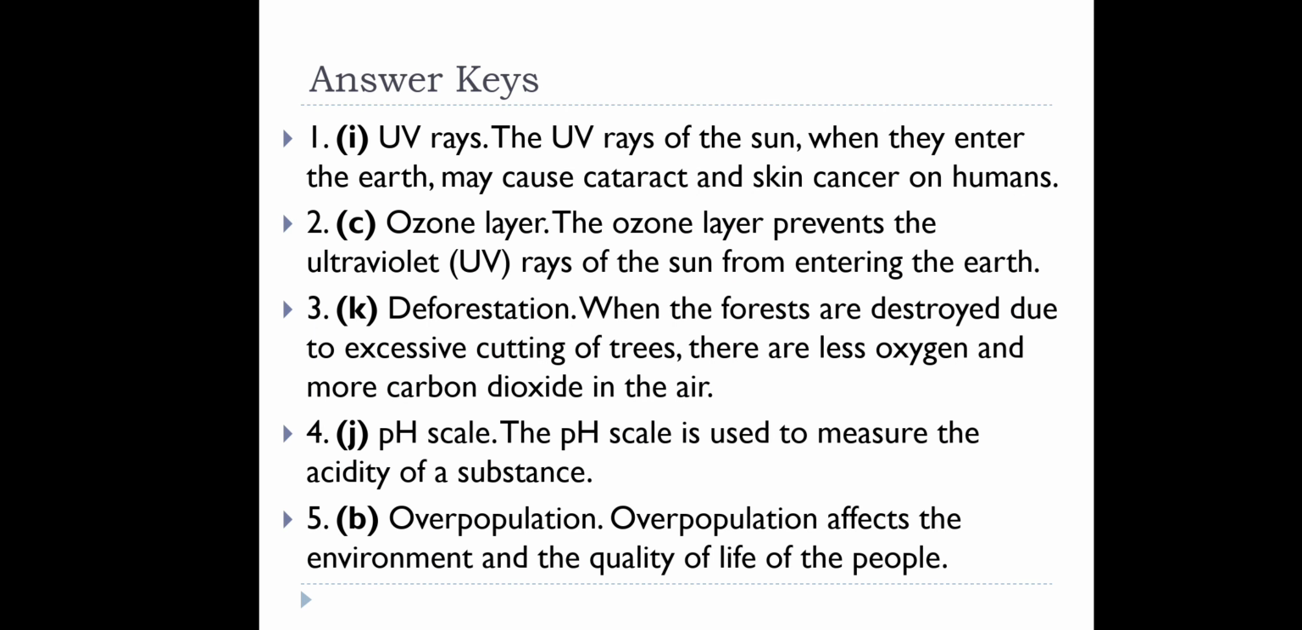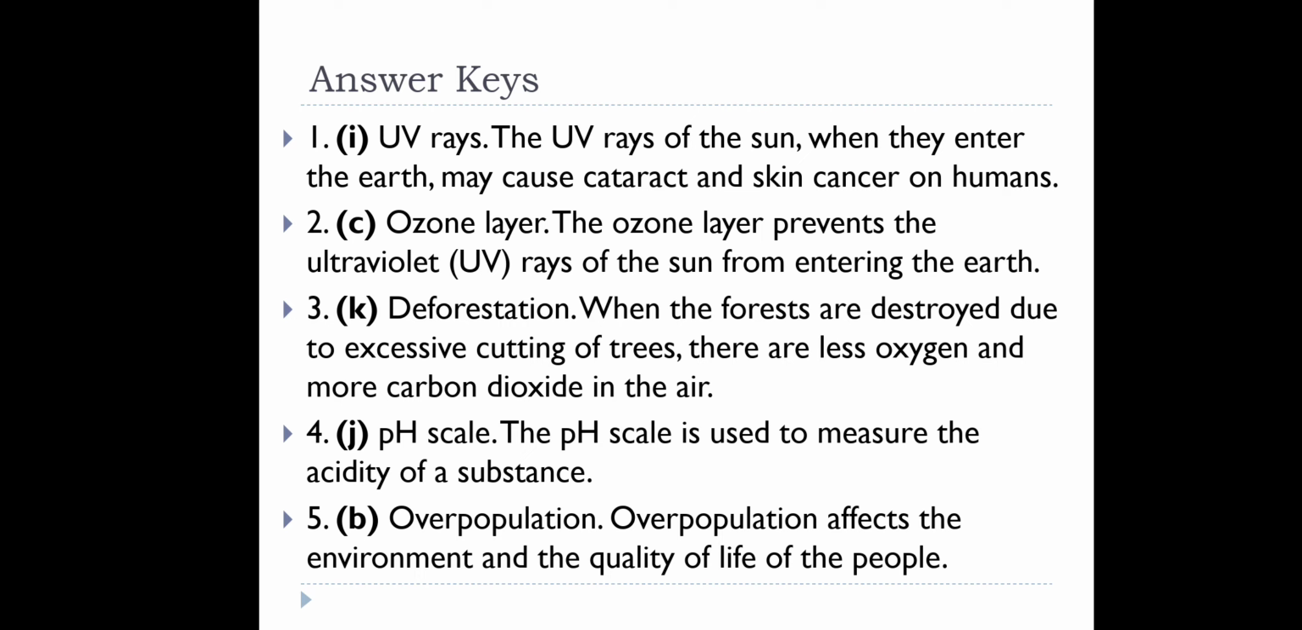The correct answer for number 1 is UV rays. The UV rays of the sun, when they enter the earth, may cause cataract and skin cancer on humans. Number 2 is letter C, or ozone layer. The ozone layer prevents the ultraviolet rays of the sun from entering the earth.